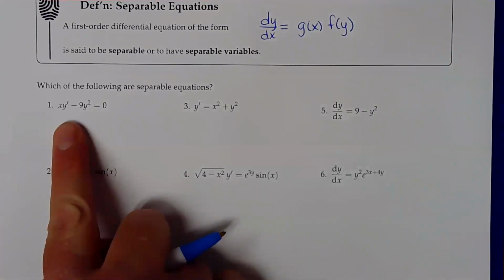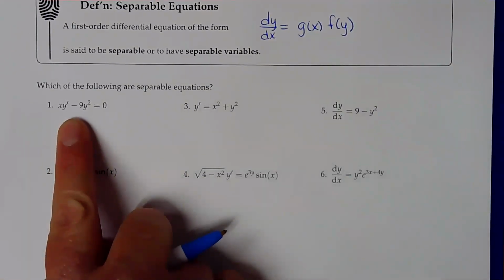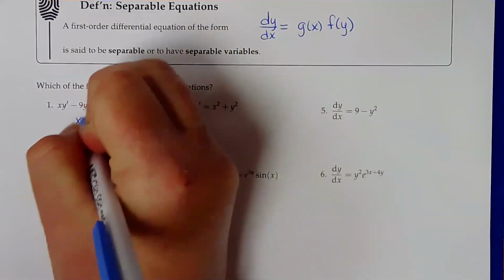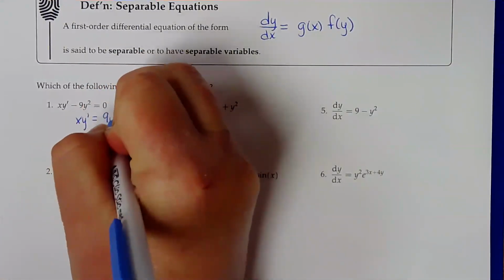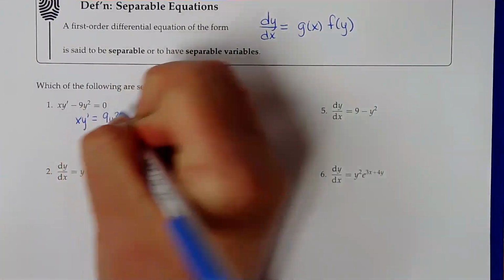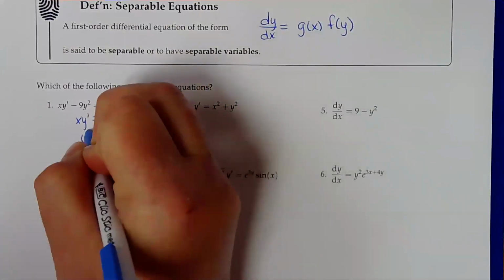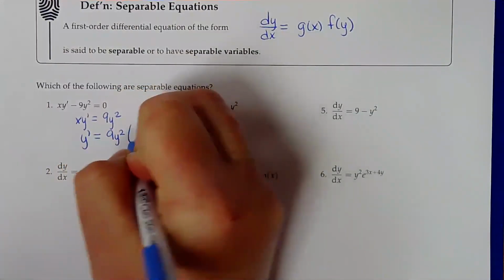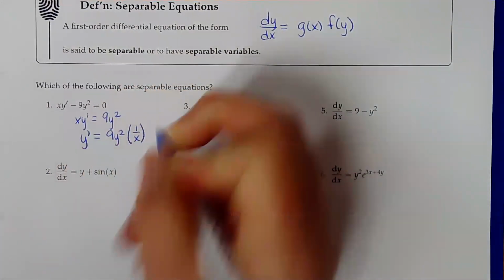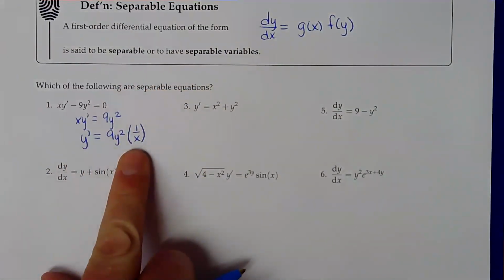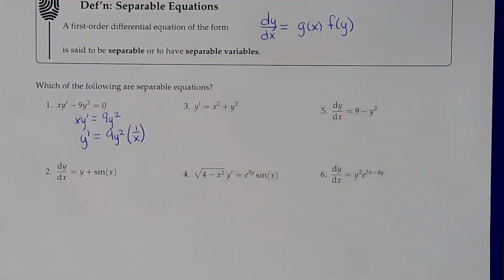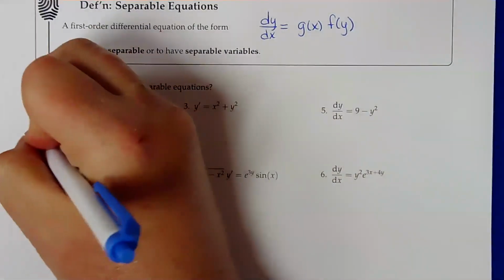Right, so number 1, what I essentially want to do here is try to solve for dy/dx, or y prime. So I'll start by adding that 9y squared over to the other side. So what I get then is y prime is equal to 9y squared times 1 over x. So I have a function in x and then a function in y, and I have them separate but multiplied together. So yes, this one is separable.